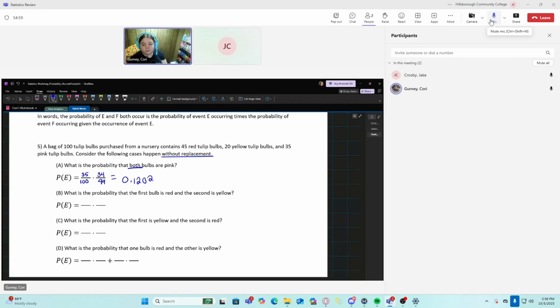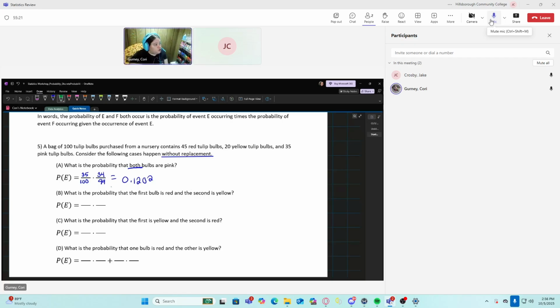Now these are not independent events because the first one is changing the second one. When you remove that bulb, you're now changing the probability for the next one. So this is dependent.